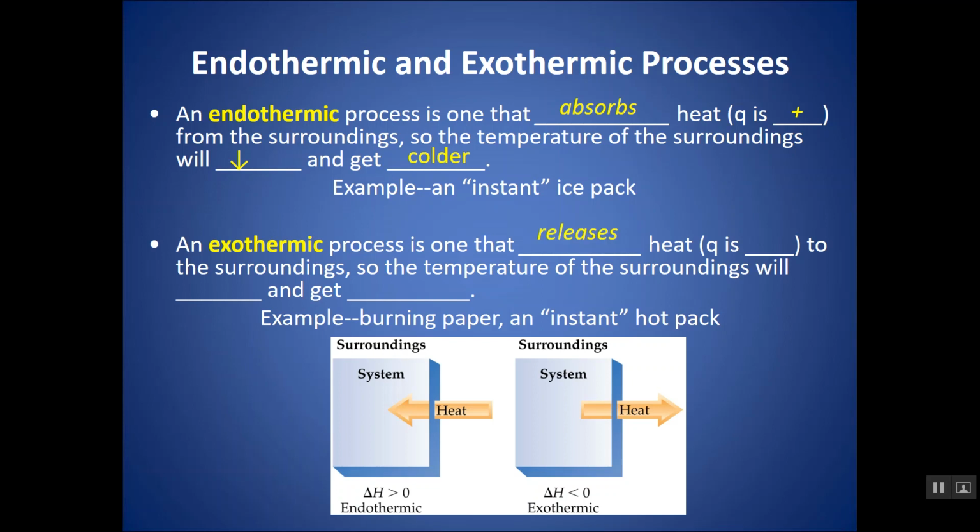Okay, an exothermic process is one that releases heat into the surroundings. Your Q is negative. Since heat is being released into the surroundings, the temperature of the surroundings would go up and get hotter. So it would feel hotter to your touch, something that could create an instant hot pack.